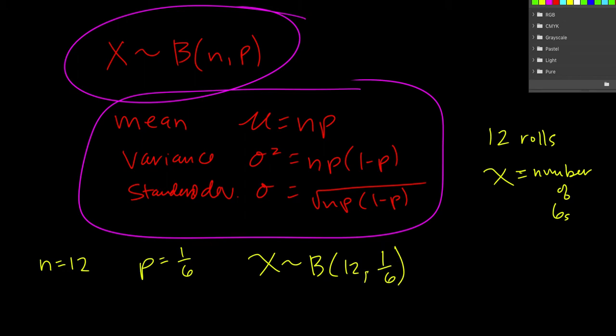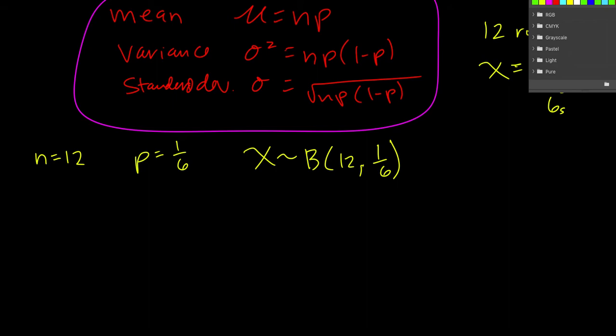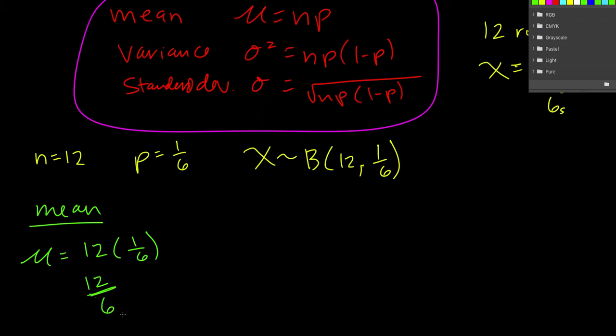Now, given that, if we're looking for the mean, it's right here, it's mu, and it's just n times p. So it's just 12 times 1/6, which gives us 12 over 6, which gives us 2.